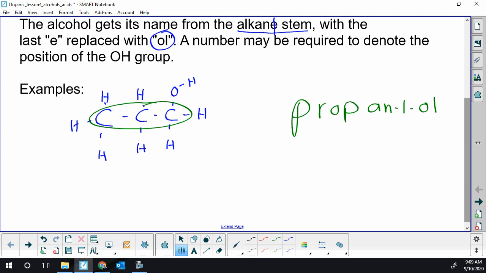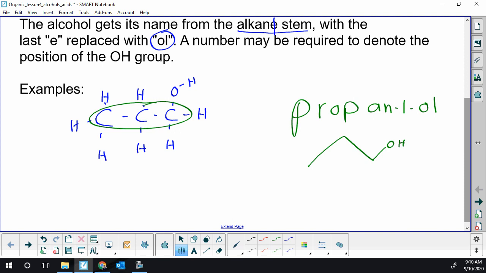For the line structure, we now have a letter other than C and H, so we have to draw those in explicitly. I'll start with the prop part: 1, 2, 3. So there's my stem. And then I have an OH at the end. I'm going to put what would look like a methyl group, but I'm going to put an O at the end. That says, okay, there's no carbon here anymore, there's an oxygen there. And then you have to show the H.